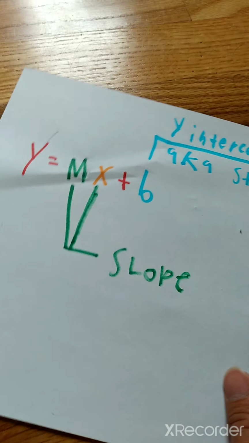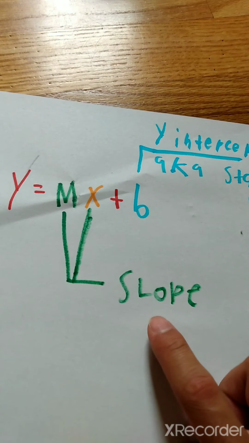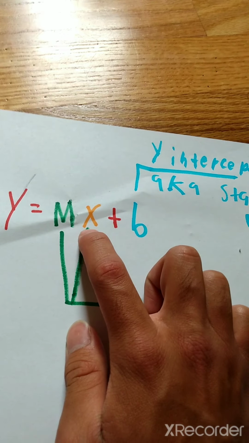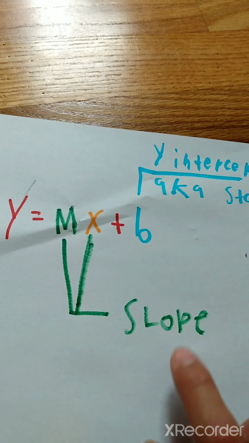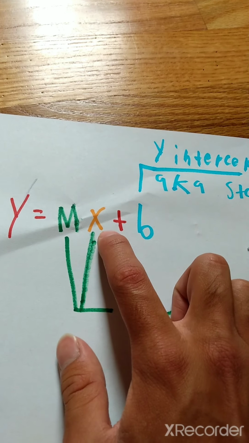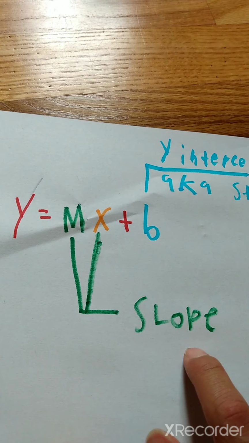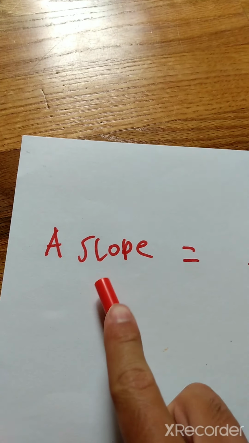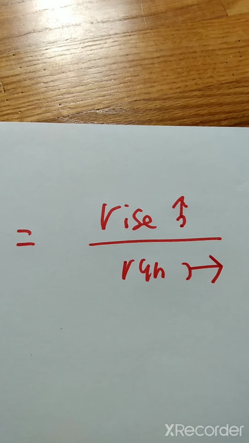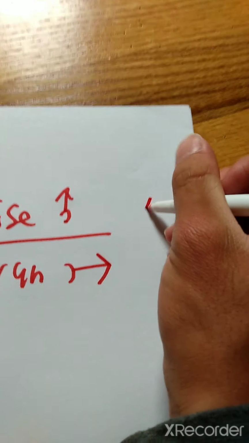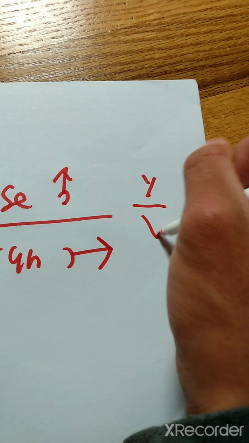We can also take a look at what the slope is. What does mx mean? Well, the letter m actually means the slope. When you're working with slope, the formula is rise divided by run, or we can say y divided by x.